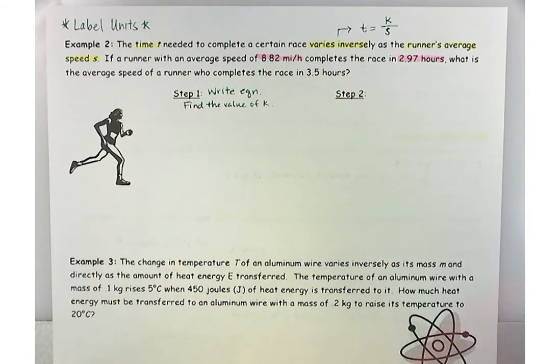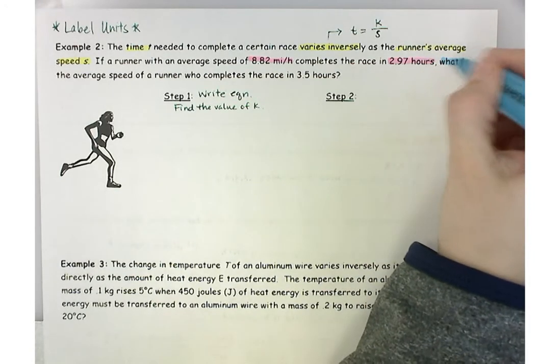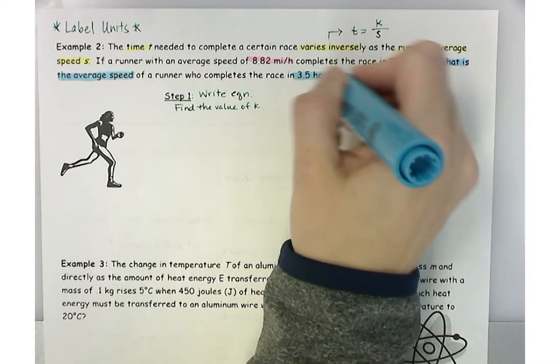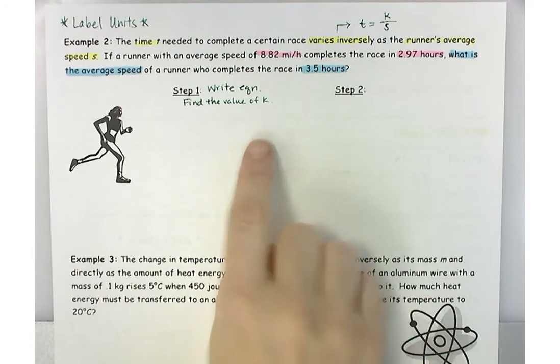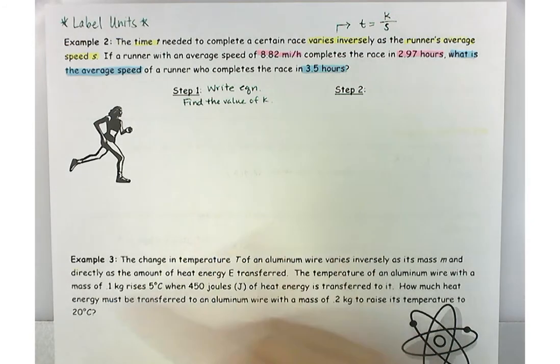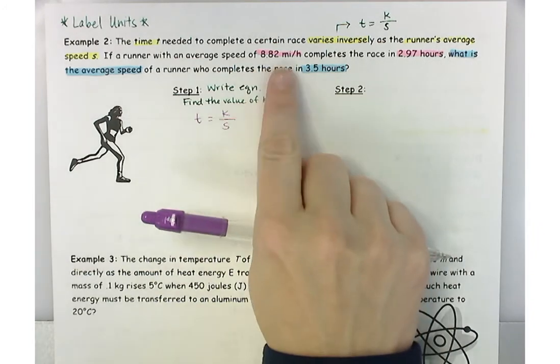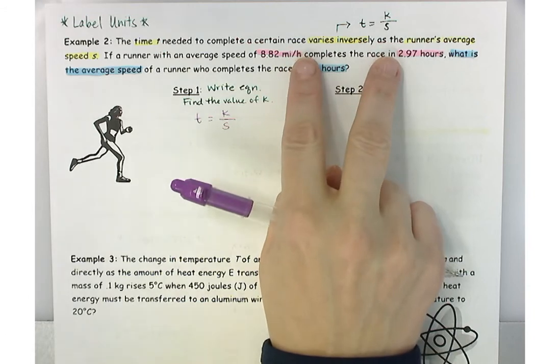So we already know that T is going to be K over S. Now, they always are going to give you values that come in a pair, or sometimes they will come in 3. So if you know that it's 8.82 when the time is 2.97, you can plug those in to your original equation. Okay, so the 2.97 is T. It's your unit of time. The average speed is going to be your S. So we're going to have 2.97 equals K over 8.82.